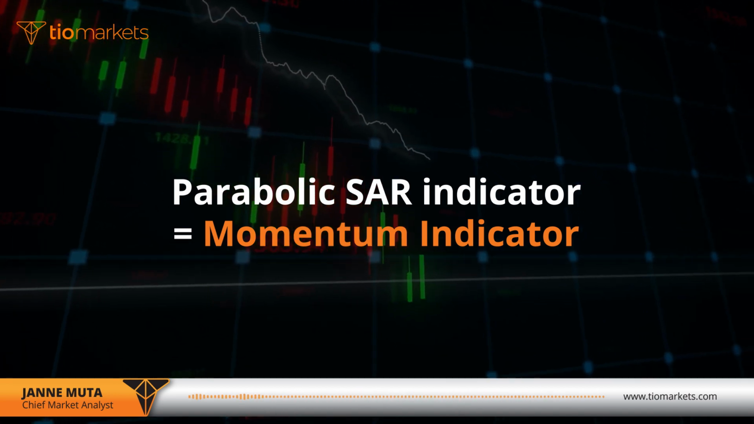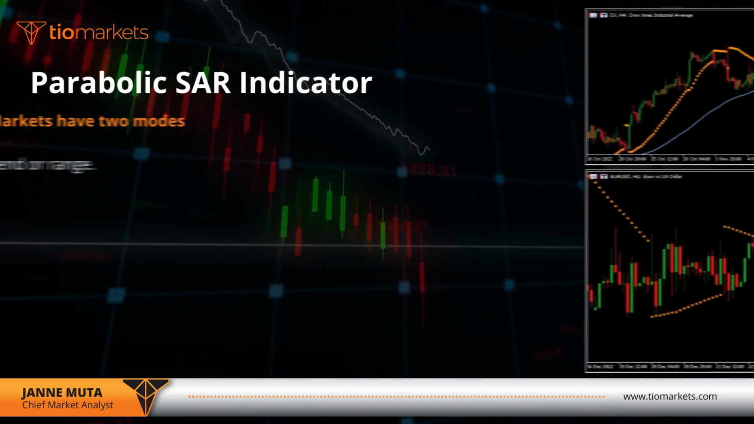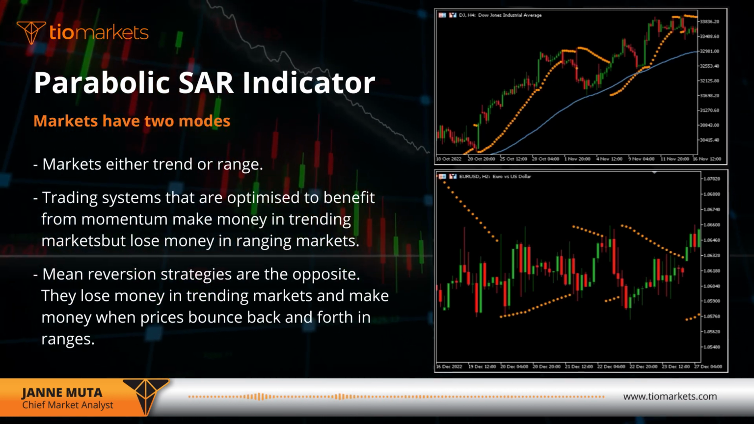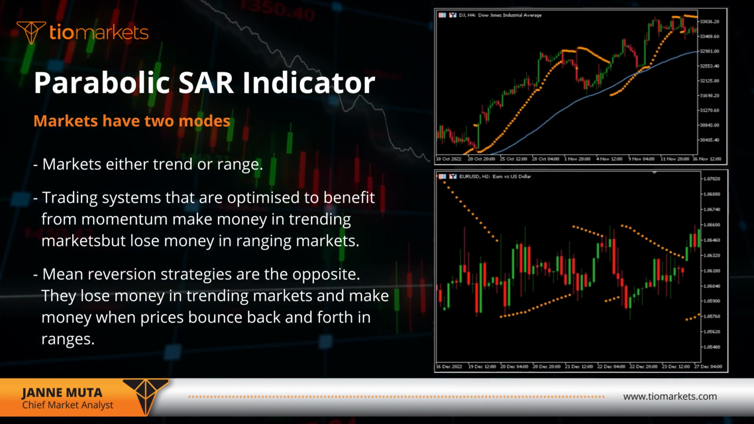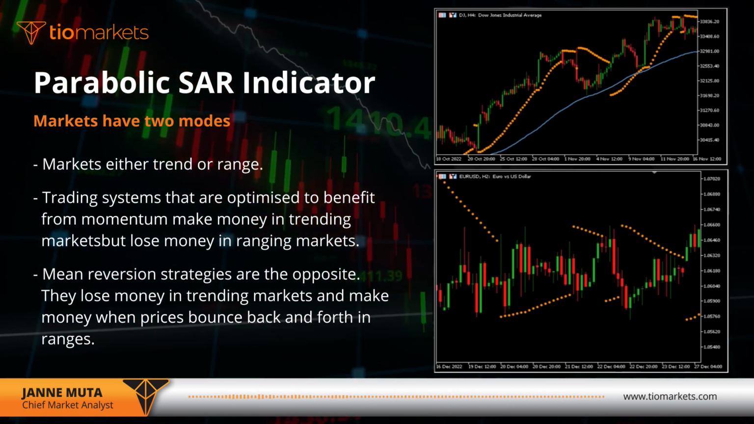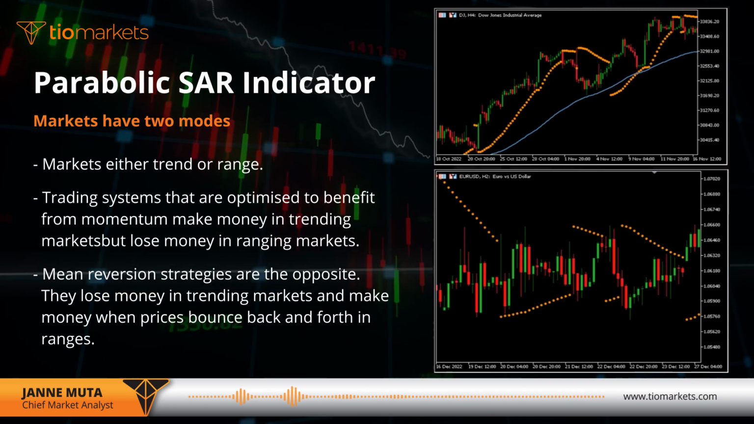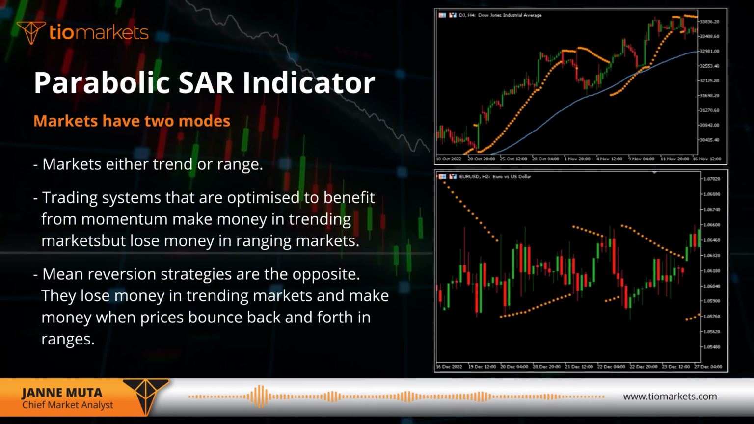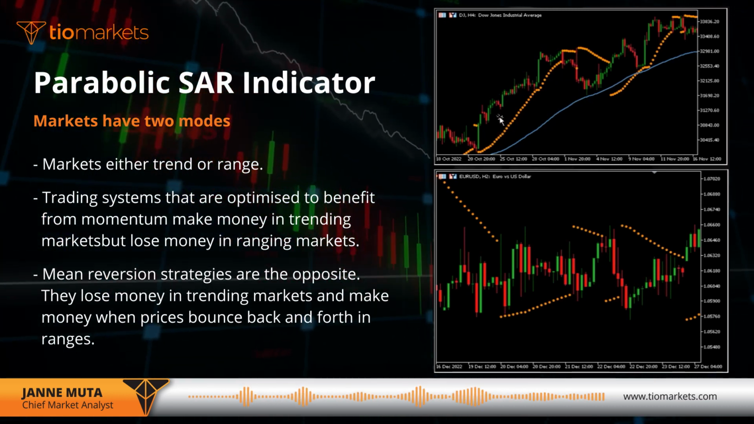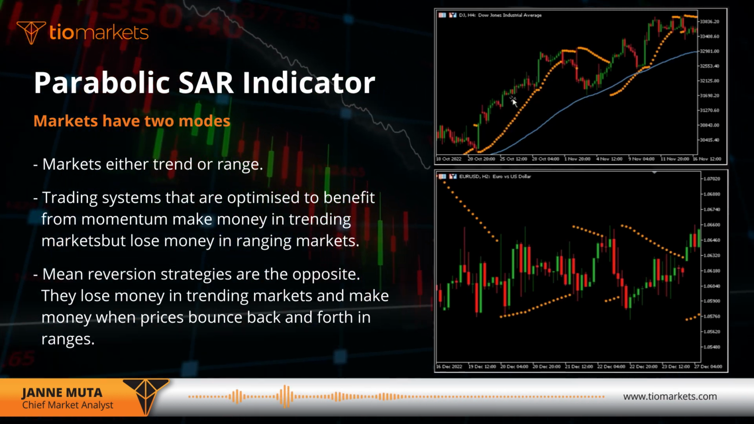So it's pretty clear that Parabolic SAR is a momentum indicator. And at this point, it's highly important to understand that there are two types of systems in trading. The basic types of these systems are the same, even though there are multiple variations. They are either momentum systems or mean reversion systems. When the markets are trending higher, they are in a momentum mode, and that's when the trending strategies actually make money and mean reversion strategies lose money.